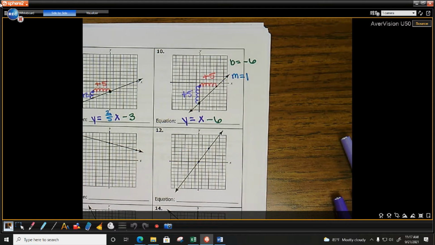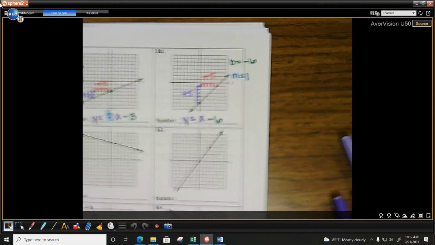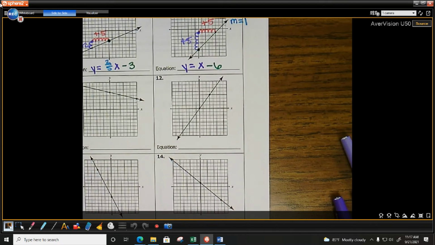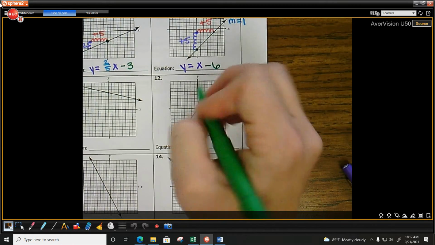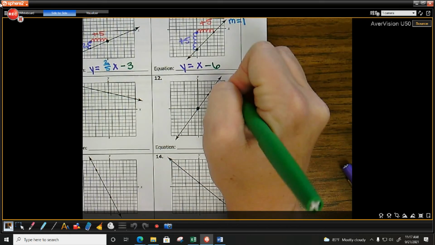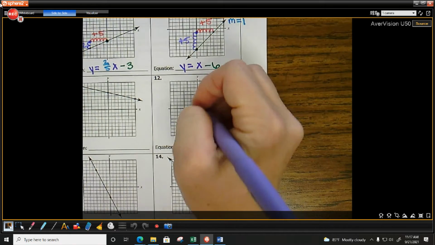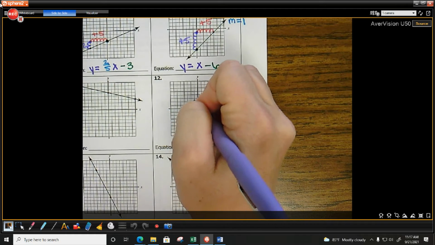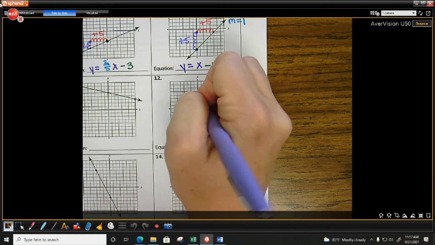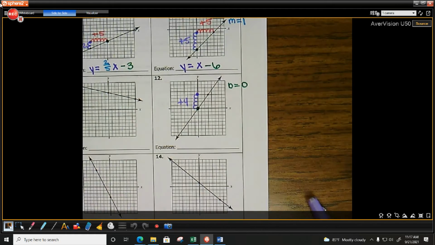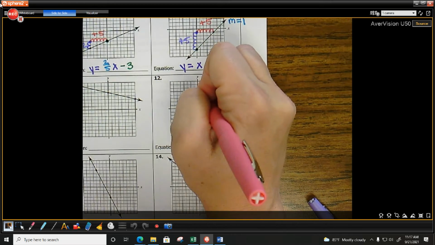Okay, we're going to do one more together, then y'all are going to do 2 on your own. Let's go to number 12. Where does it hit the y-axis? At the origin, so b is 0. Then let's calculate our slope. I go 1, 2, 3, 4 up. 1, 2, 3 to the right.